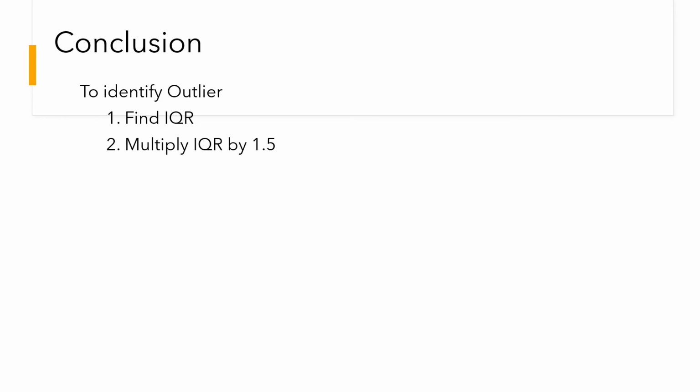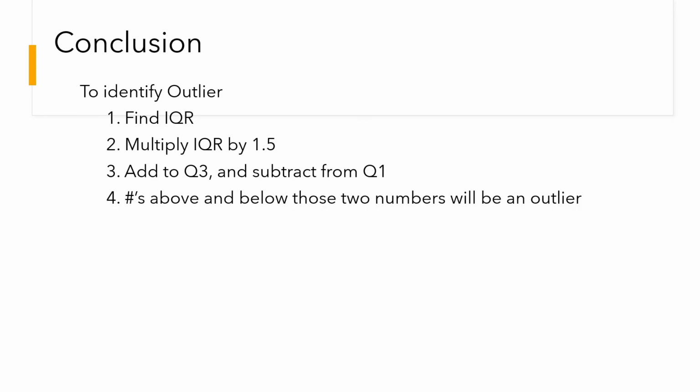All right, to summarize, to identify an outlier, you need to find the IQR first, and then multiply the IQR by 1.5, add the value to Q3, and subtract it from Q1. Any numbers above and below those two numbers will be an outlier.